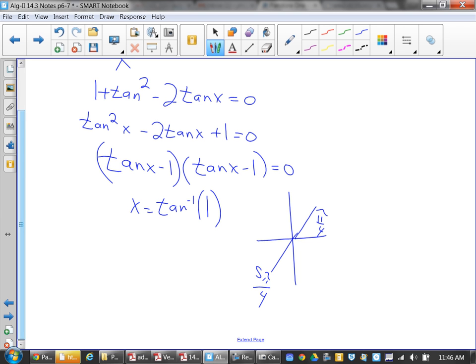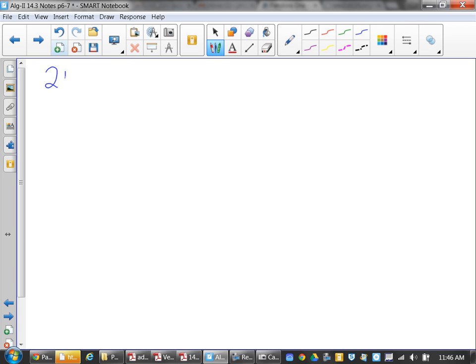Where's that? Oh, put it on the page. It says within one revolution. There it is. Last one of these. That looks really scary.